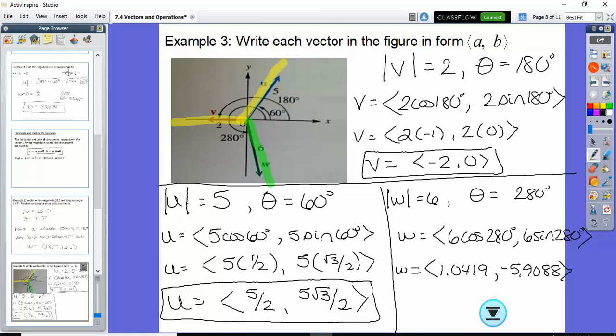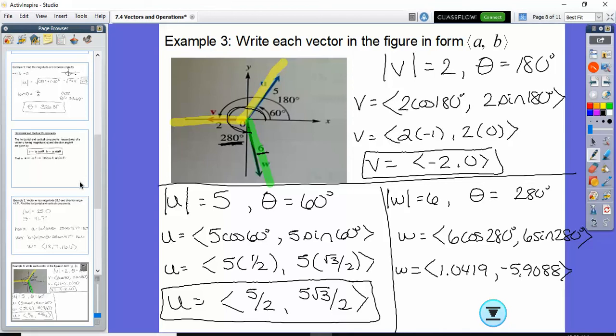I'm kind of trying to figure out the last one. You have the magnitude equals the 6, which I just got from my picture. And then the angle here was from the origin all the way to that point. That's the 280. Then you just stuck it in the calculator. Yes. Anything else?